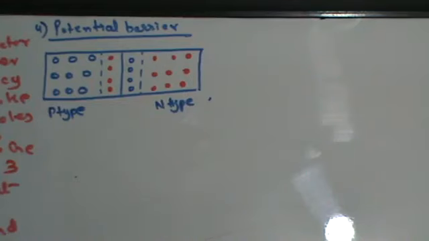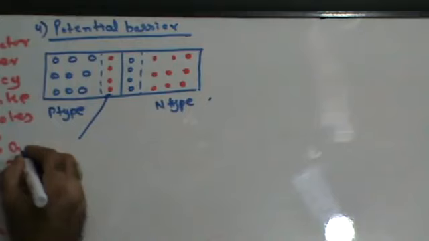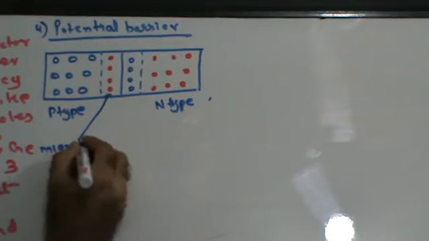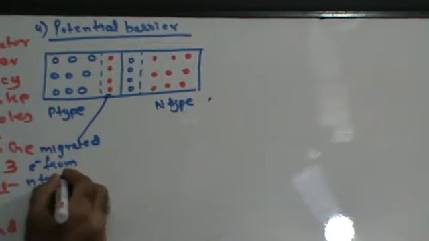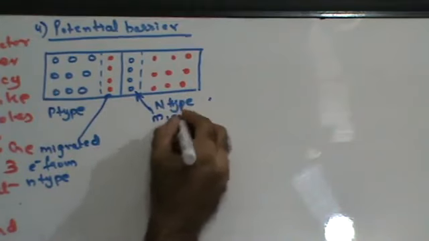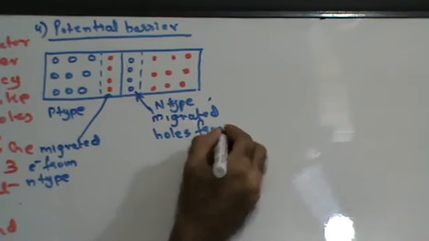Thus, a barrier is created against further movement of holes and electrons, and this barrier is called a potential barrier or a junction barrier. Right? Do we get this thing clear? So this here shows the migrated electrons from N-type. This is nothing but the migrated holes from P-type.